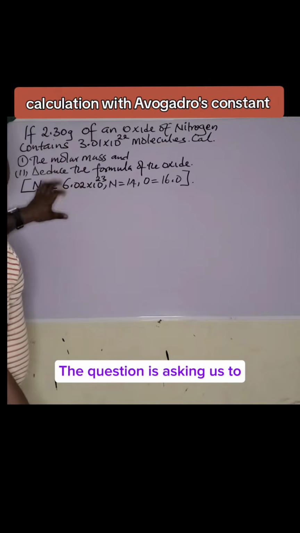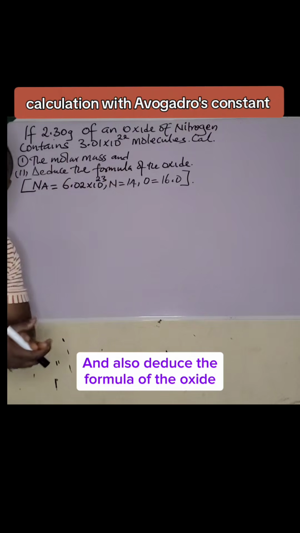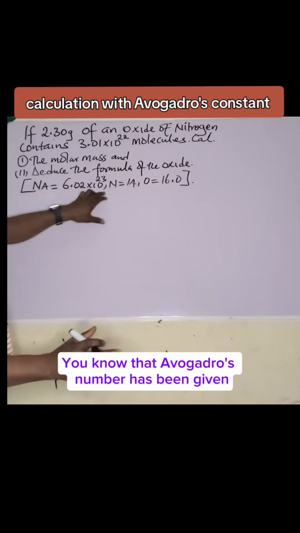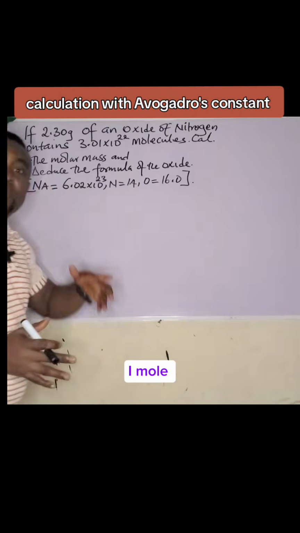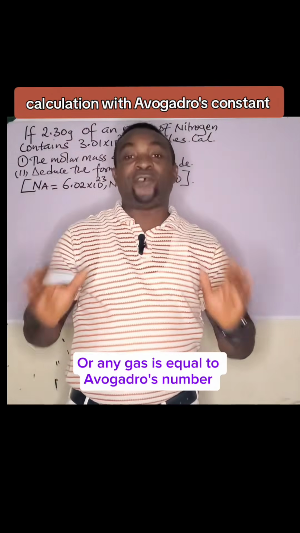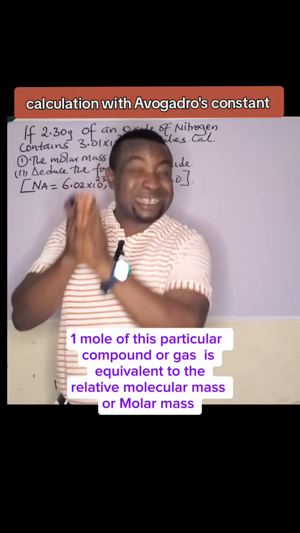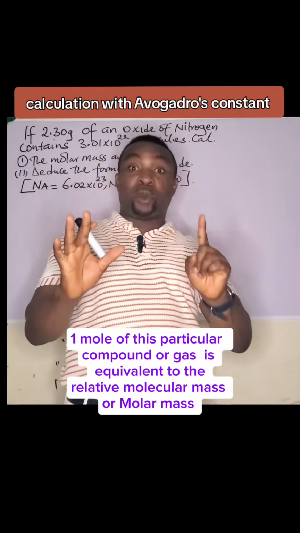The question is asking us to calculate the molar mass and also deduce the formula of the oxide. And science students, you know that Avogadro's number has been given. And 1 mole of any compound or any gas is equal to the Avogadro's number. And 1 mole of this very particular compound or gas we are talking about is the same thing as the relative molecular mass or the molar mass.